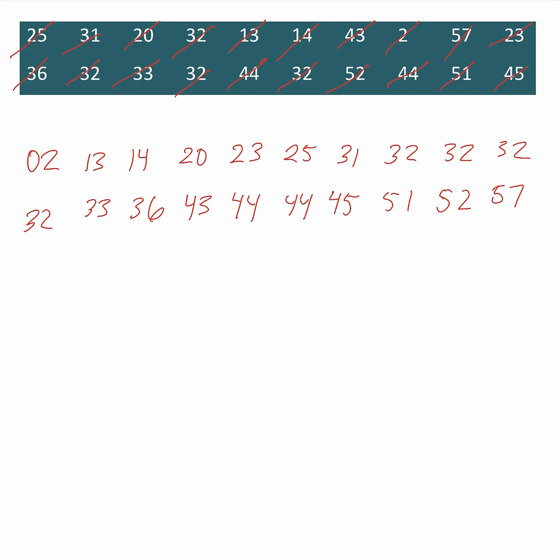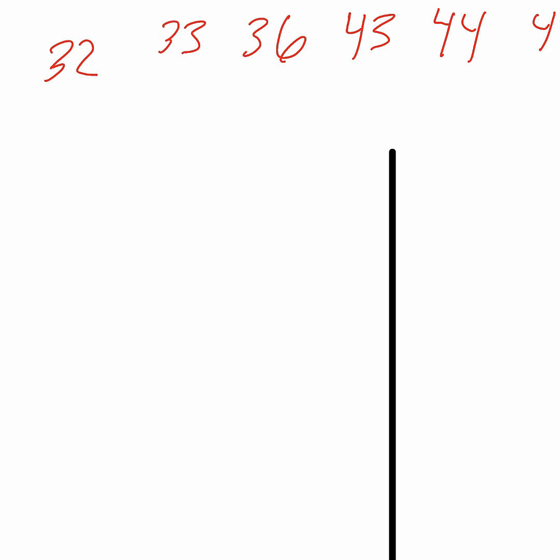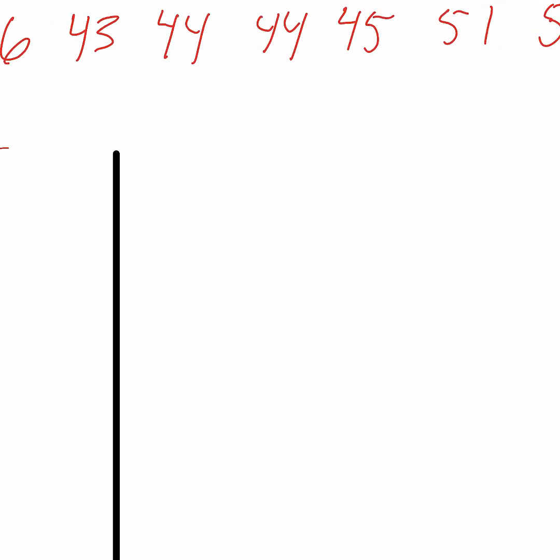Once again, creating the stem and leaf plot, we draw ourselves a vertical line first. On the left-hand side, we have our leading digit, or the stem. And on the right-hand side, we will have the trailing digit, or the leaf.